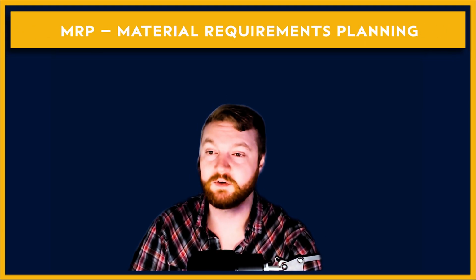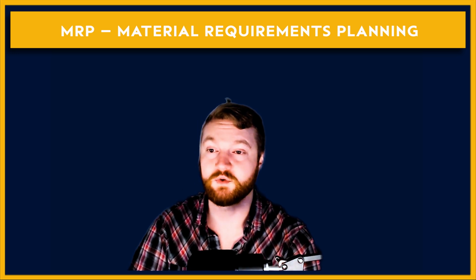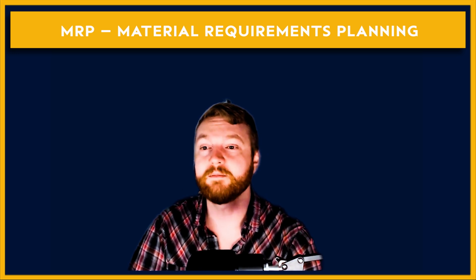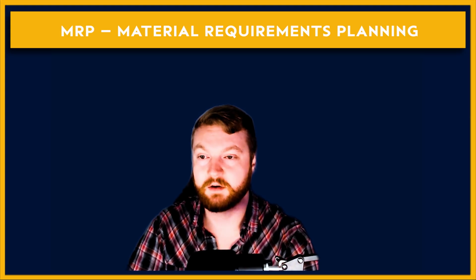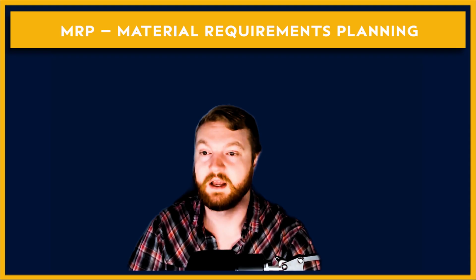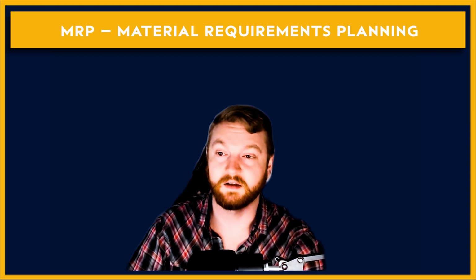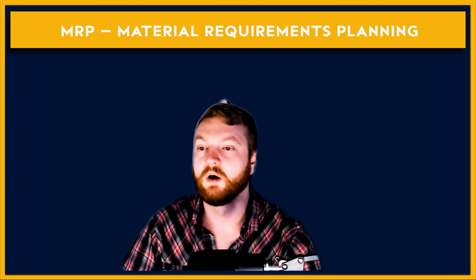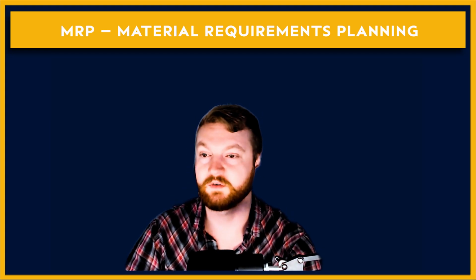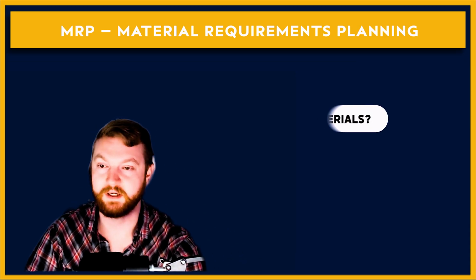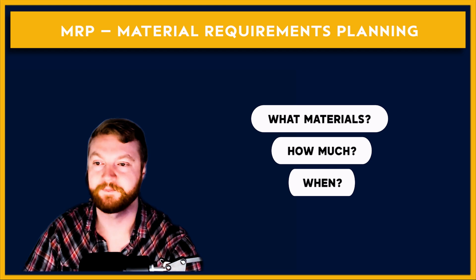MRP, Material Requirements Planning, sometimes called DRP, Distribution Requirements Planning. This is the most misunderstood one. Here's the most important thing to know. In modern cloud ERPs, such as Acumatica, MRP isn't a separate system. It's a planning engine within the actual ERP. What it does is take your sales orders, your forecasts, your bills of materials, your lead times, and answer three questions. What materials do we need, in what quantity, and at what time?